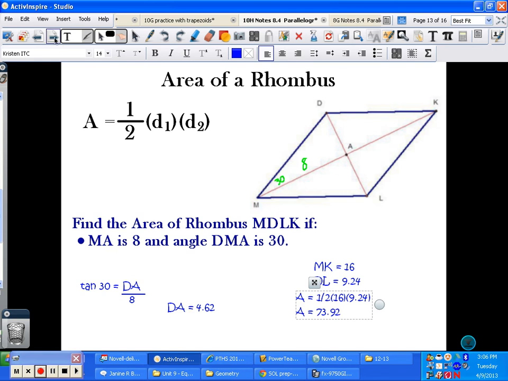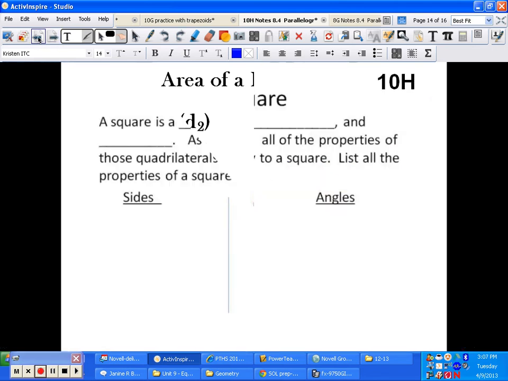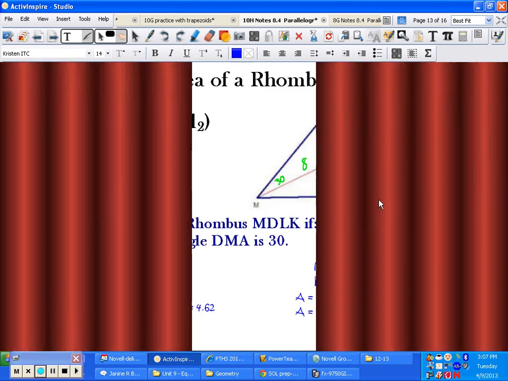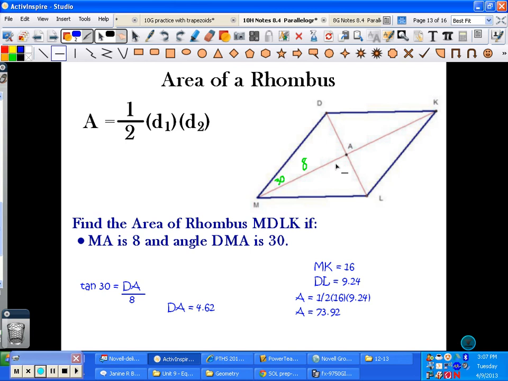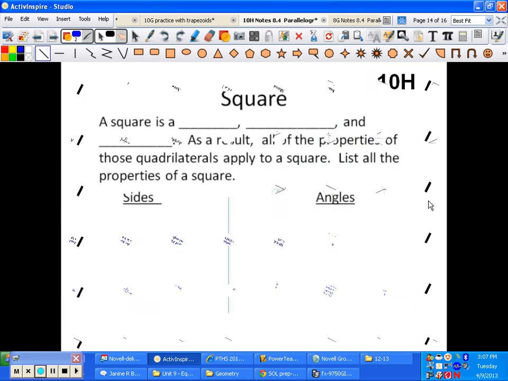Okay, let's take a look at the next page. One thing to make sure of is that this doesn't work in every parallelogram. This works specifically in a rhombus because in a rhombus we know that this is a right angle. So I'm able to use right triangle trigonometry. Okay, just a reminder there.